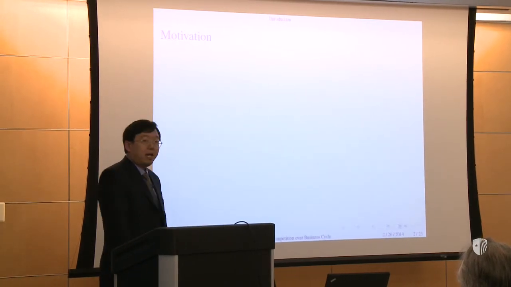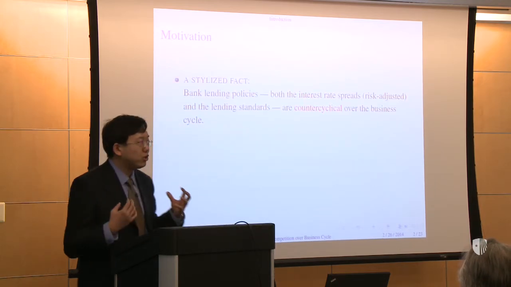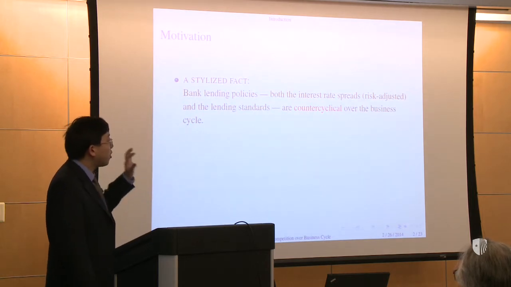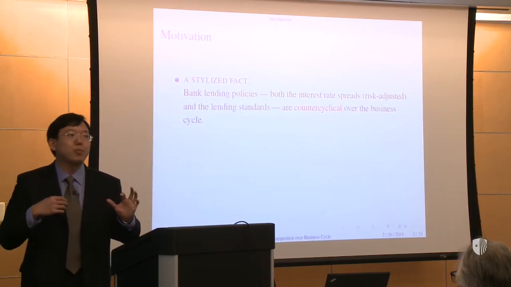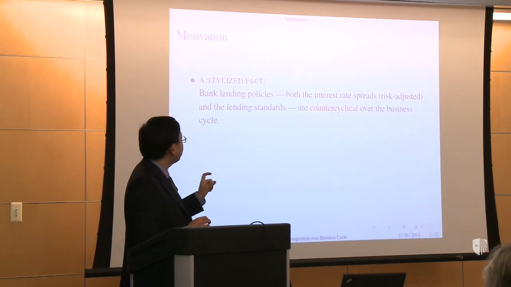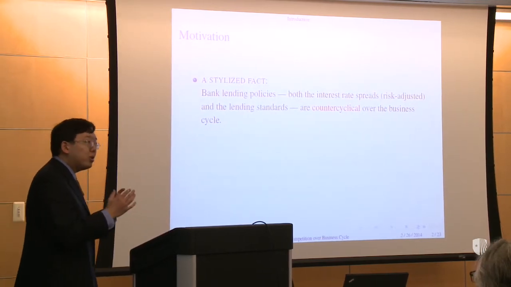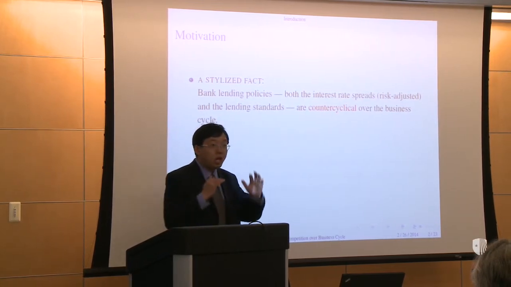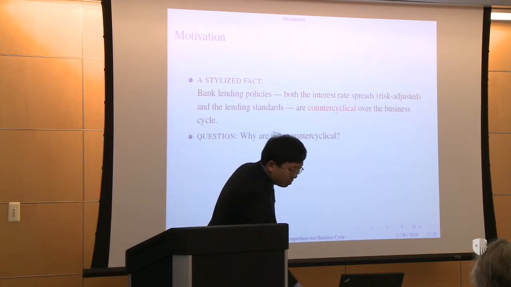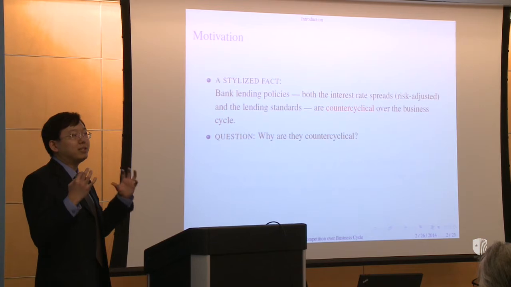So let me start with some stylized facts as a motivation for this research topic. What we know is that bank lending policies, both the interest rate spread, that is the difference between the interest rate charged by the banks on the loans and the risk-free rate, and the lending standards, tend to move countercyclically over the business cycle. By countercyclical, I mean during boom periods, both interest spreads and lending standards tend to be low, and the opposite happens in recession. So the question I'm seeking to answer is why do we have these countercyclical bank lending policies?